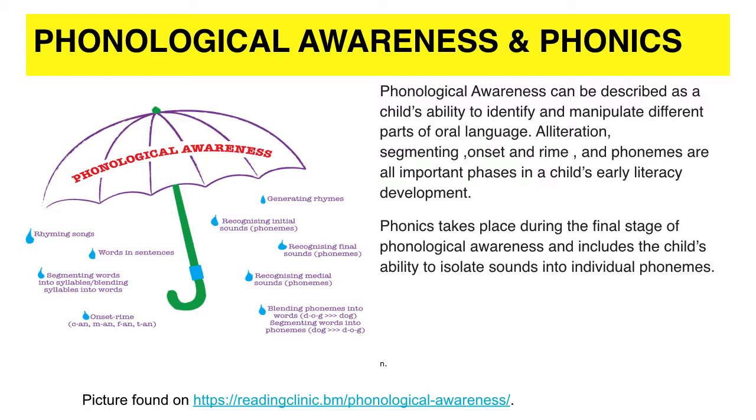Phonological awareness has 5 major stages: alliteration, segmentation, onset and rime, and lastly, phonemes. Students move through the phases. Once they're able to do segmentation, they move into onset and rime, and it's all building up to that ability to break sounds into individual sounds. So phonological awareness is just the student's ability to identify and manipulate different parts of oral language. And once they reach that final stage of phonemes, that's when phonics takes place.